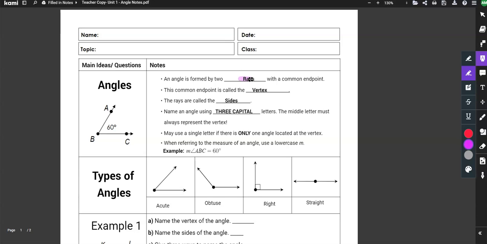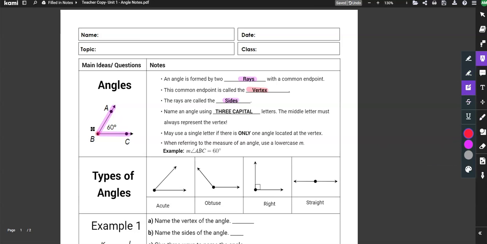So I'm going to go ahead and highlight the word ray, and then I'm going to highlight the rays over here. So that's going to be ray BA and ray BC. And we call that common endpoint the vertex. The vertex. Now we conveniently also call the rays the sides. It's real super creative, I know, but it is what it is.